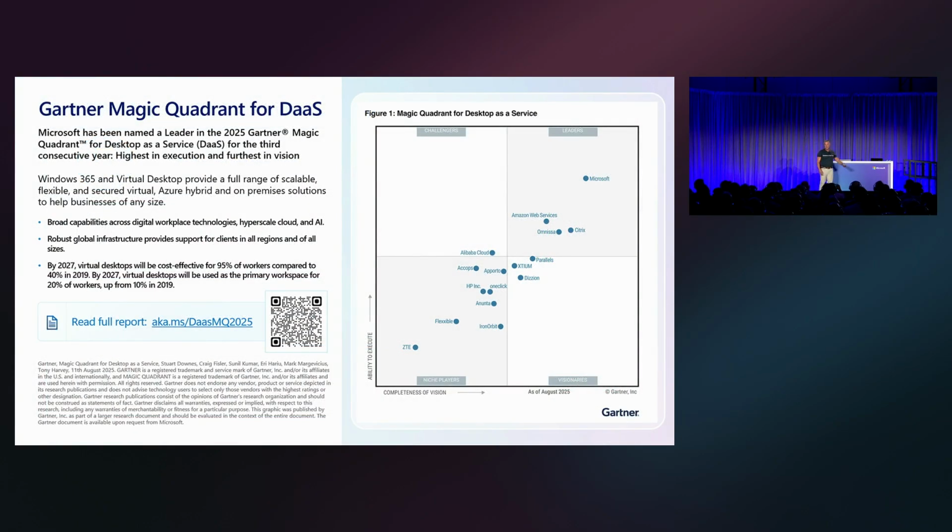Something new in Azure Virtual Desktop. Windows 365 and Azure Virtual Desktop, part of our Windows in the Cloud product. Again, leader in Gartner Magic Quadrant. We were also the leader last year and the leader before that. So 3 consecutive years. In fact, every single year that Gartner has done the desktop as a service, Microsoft has been the leader in that.